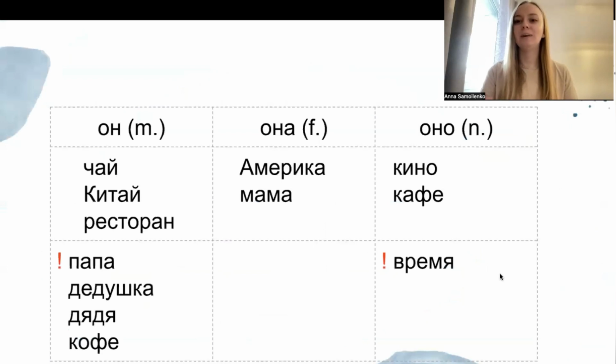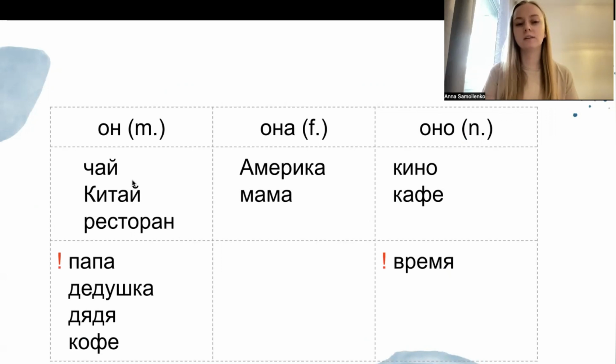So here you can see my answers. So let's discuss masculine gender. Чай, Китай, ресторан. I think about the word ресторан, that means restaurant, you understand, because ресторан ends on a vowel or consonant, right? So that's why we put it in masculine gender.